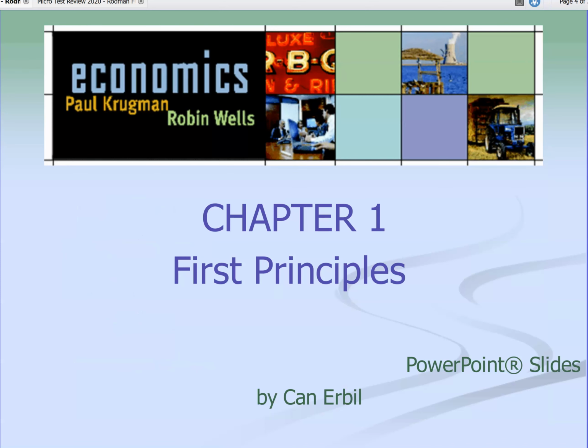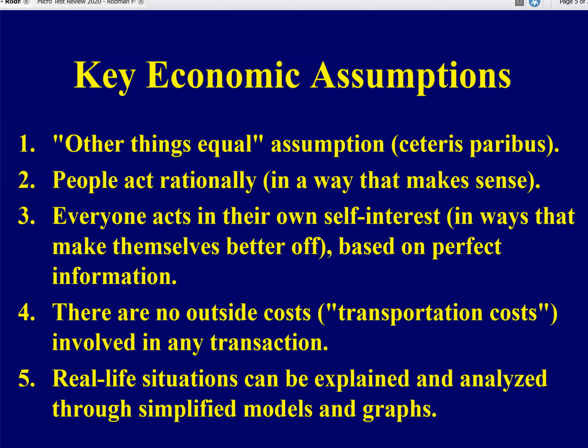Chapter 1, looking at first principles. It's important as we launch into this to look at the key economic assumptions. Remember, ceteris paribus. We have to assume that all other things are equal, that we're looking through the lens of a telescope, if you will. We're not looking at the entire universe. We're just looking at particular stars, particular aspects. We have to assume everything else is ceteris paribus, or all other things equal, kind of freeze framing everything else around it. We also have to assume that people are acting rationally.